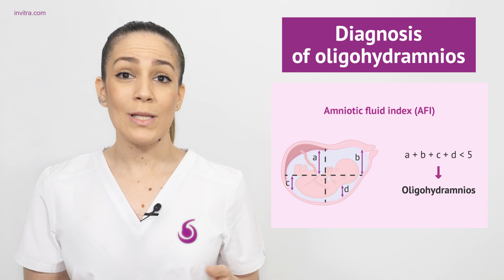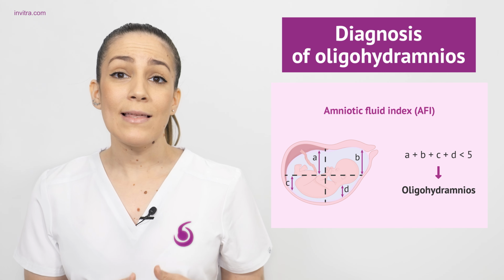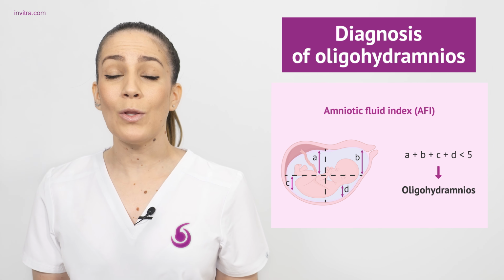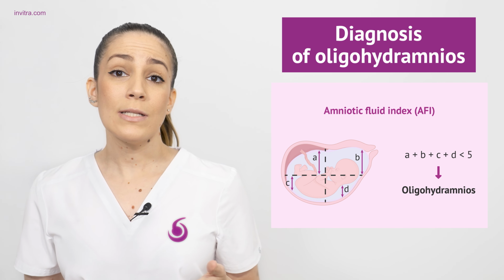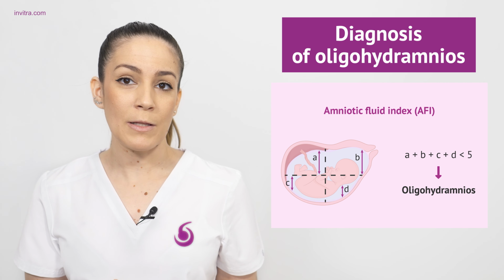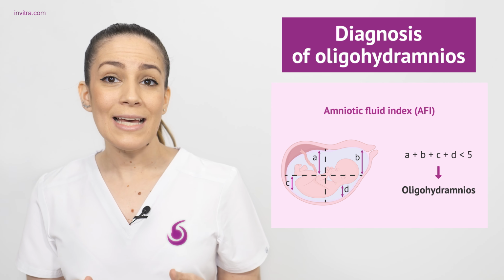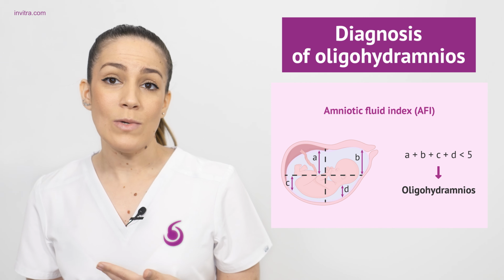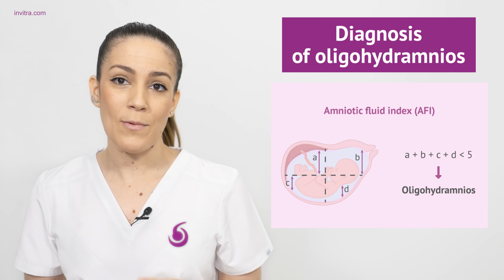Nonetheless, the process of diagnosing oligohydramnios involves measuring the amniotic fluid index through ultrasound. The diagnosis is made when the measurement is less than 5 centimeters, which leads the specialist to request a series of tests from the pregnant woman to try to determine the causes.